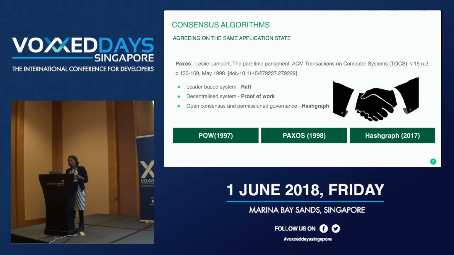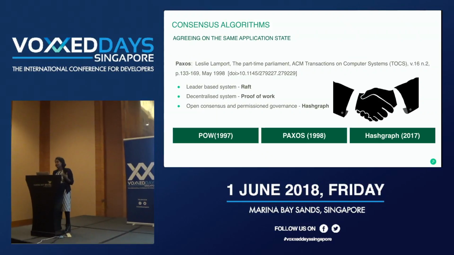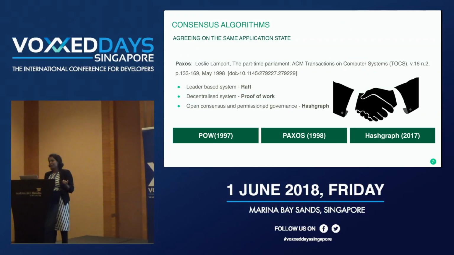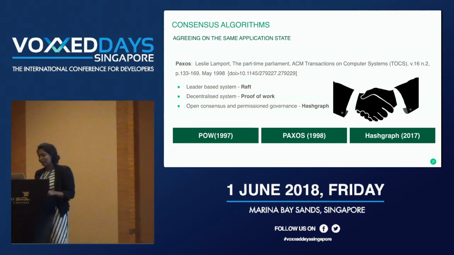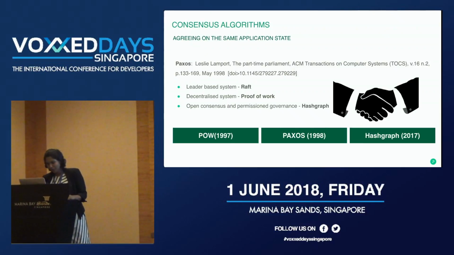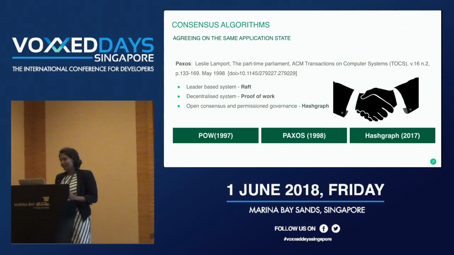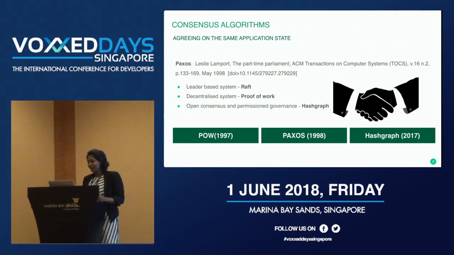So people came up with a more understandable version of a consensus algorithm called Raft. That's a leader-based algorithm. So we'll see how the Raft algorithm works. And then we will see the proof of work algorithm, which got famous in the decentralized world after 2008, after the Bitcoin thing came into existence. And then we'll also see about Hashgraph. It's a recent consensus algorithm, and people believe that it's going to be the next version of decentralized systems.